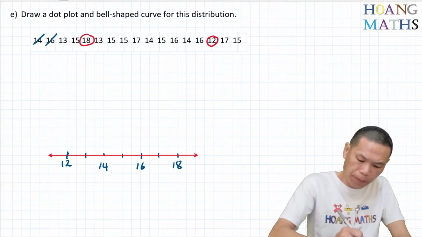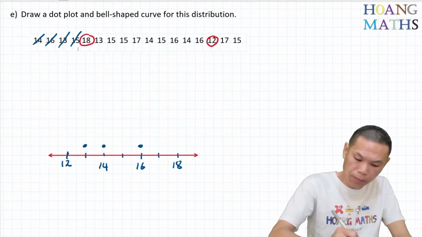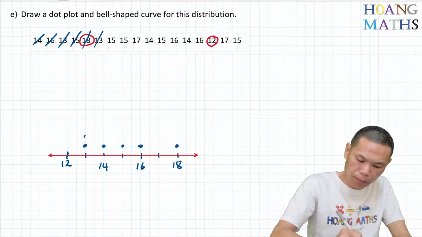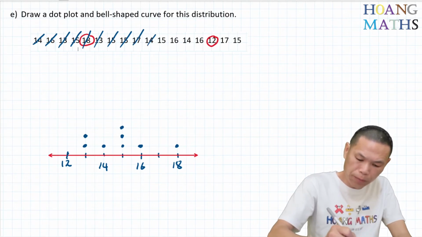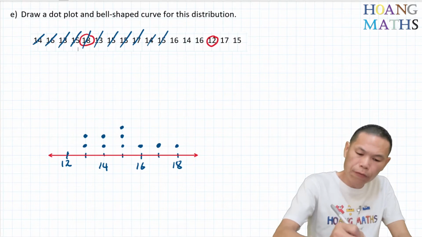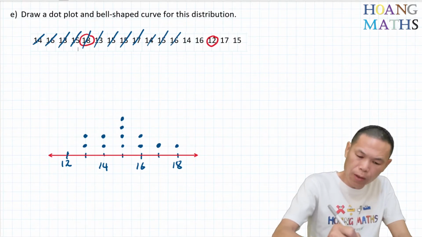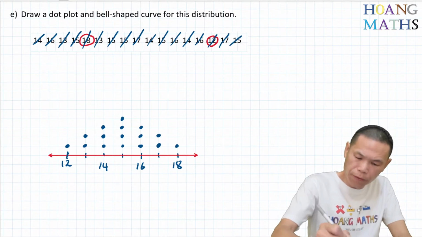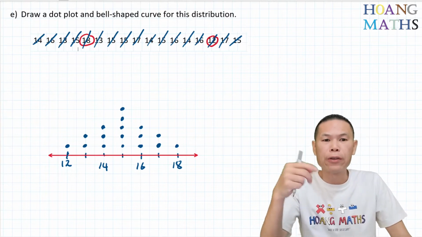So now we just draw a dot plot for this. So 14, 16, 13, 15, 13, 15, 18, 13, 15, 15, 17, 14, 15, 16, 14, 16, 12, 17, and 15. So there you go. This is a dot plot.